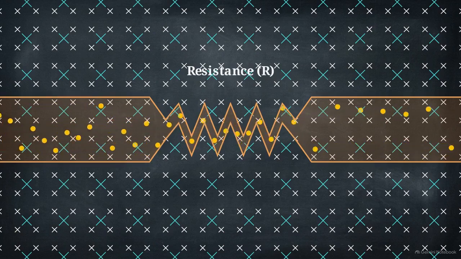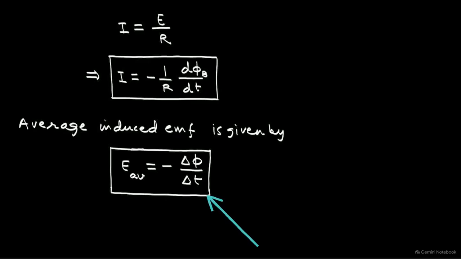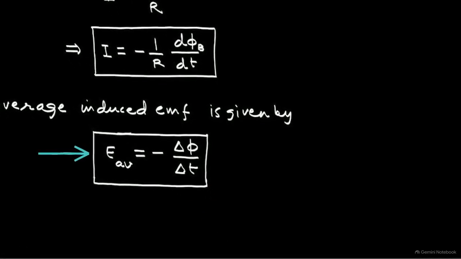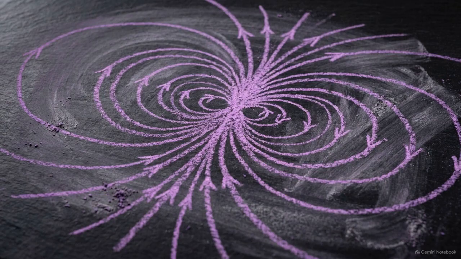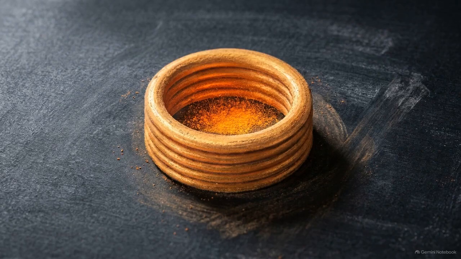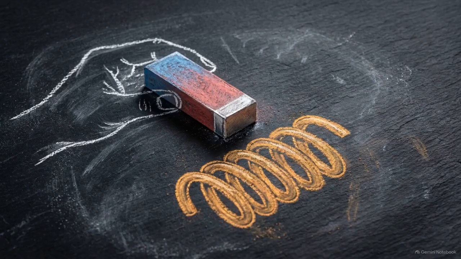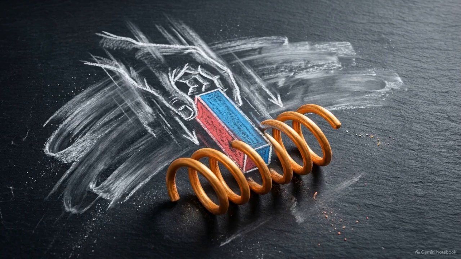For practical measurements over a larger block of time, delta t, we calculate the average EMF using macroscopic changes rather than instantaneous derivatives. The universe dictates the raw voltage through magnetic change, but the specific material properties of the wire dictate the final electrical reality. This leads to a deeply counterintuitive question regarding induction mechanics. Does moving a magnet faster generate more total electricity?